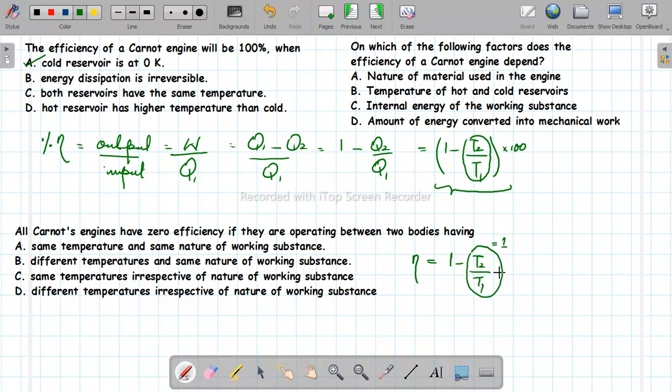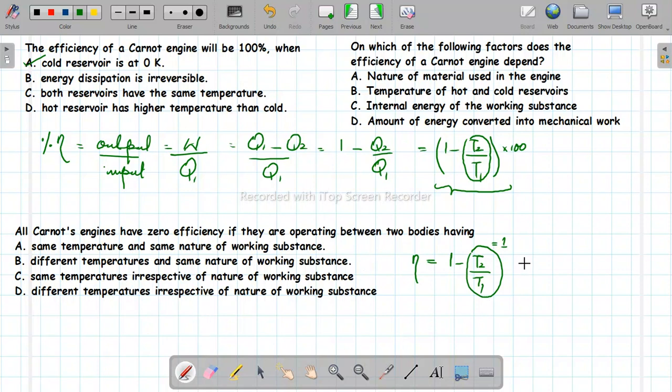And this ratio will become 1 if and only if these two temperatures become equal, right? That is, the temperature of the hot reservoir becomes the same as the temperature of the cold reservoir. So this would give us 1, 1 minus 1 will give us 0, and we'd say that efficiency is 0. Now let's just read this question. All Carnot engines have zero efficiency if they are operating between two bodies having same temperature and same nature of working substance, different temperature and same nature of working substance, same temperature irrespective of the nature of working substance, different temperatures irrespective of the nature of working substance.